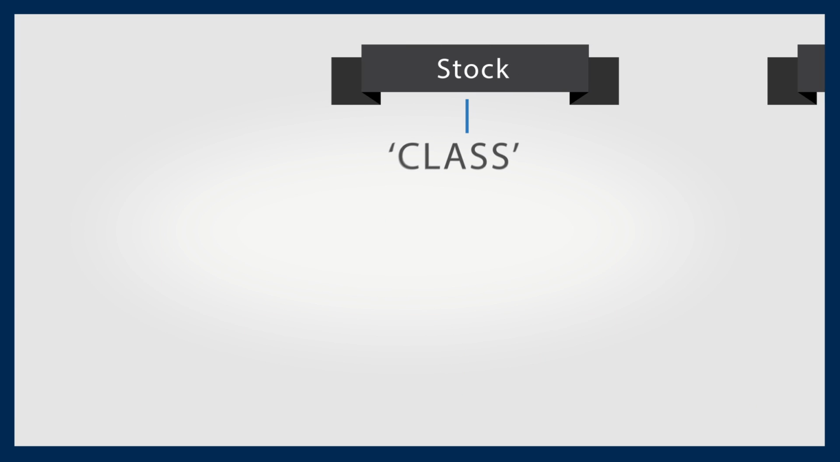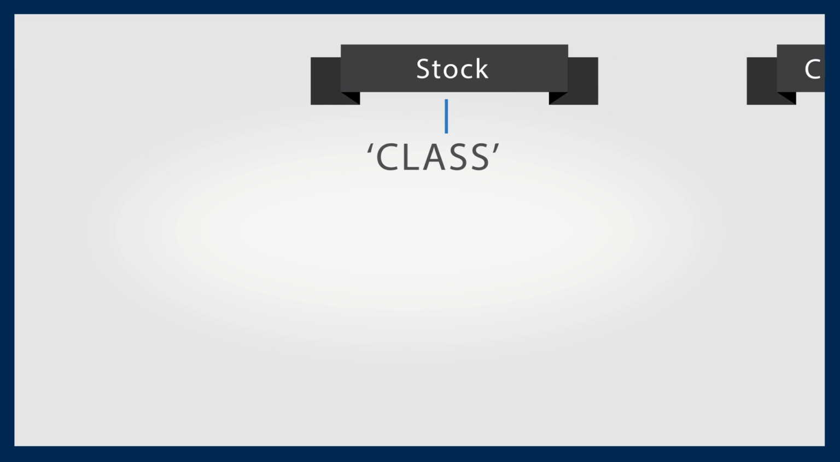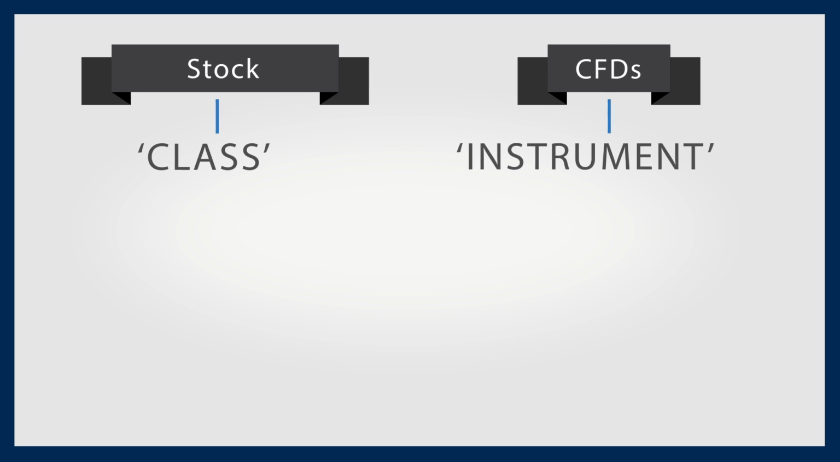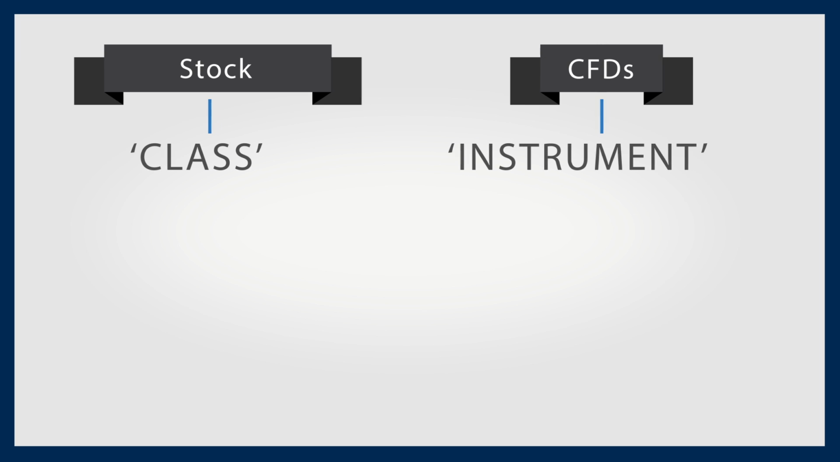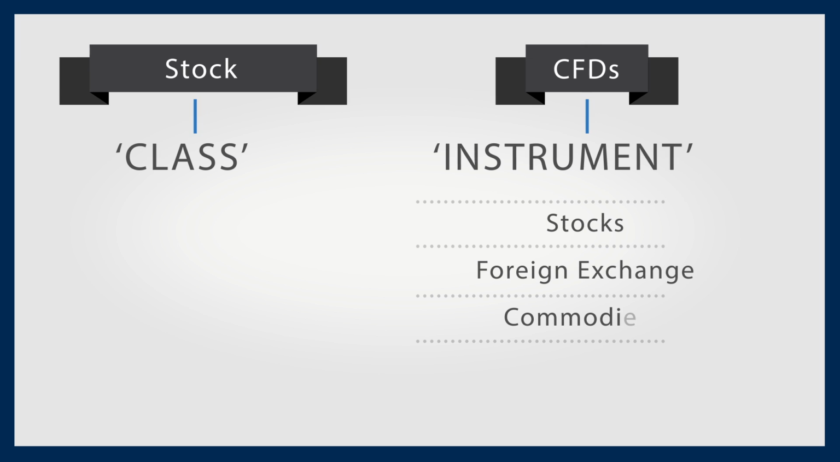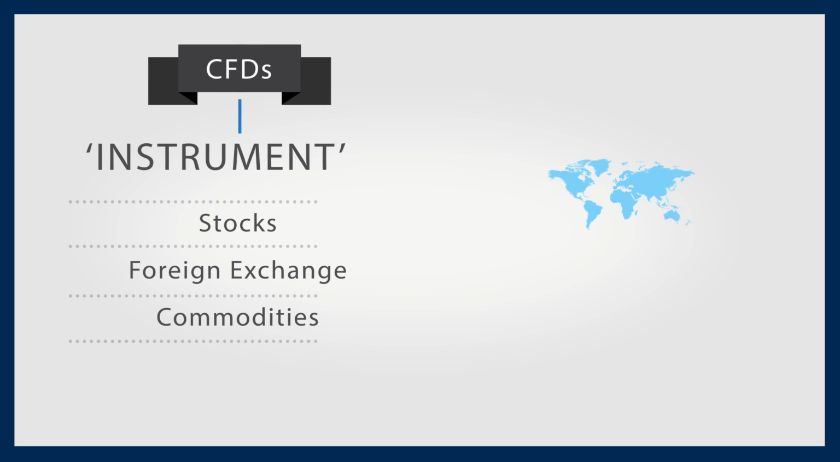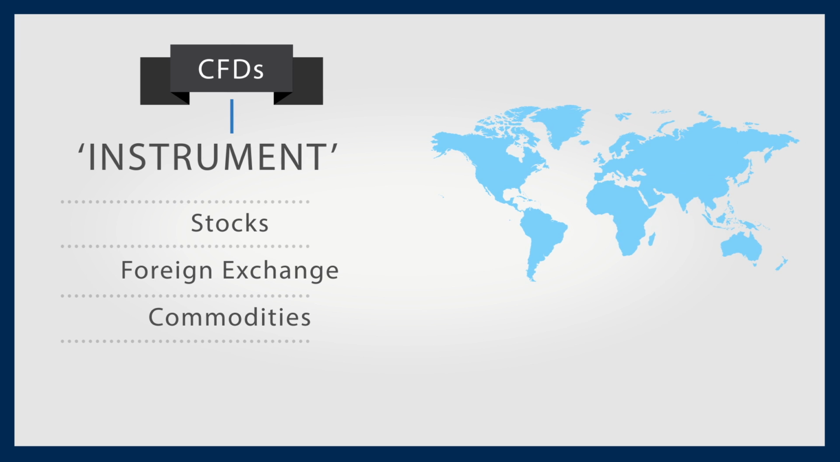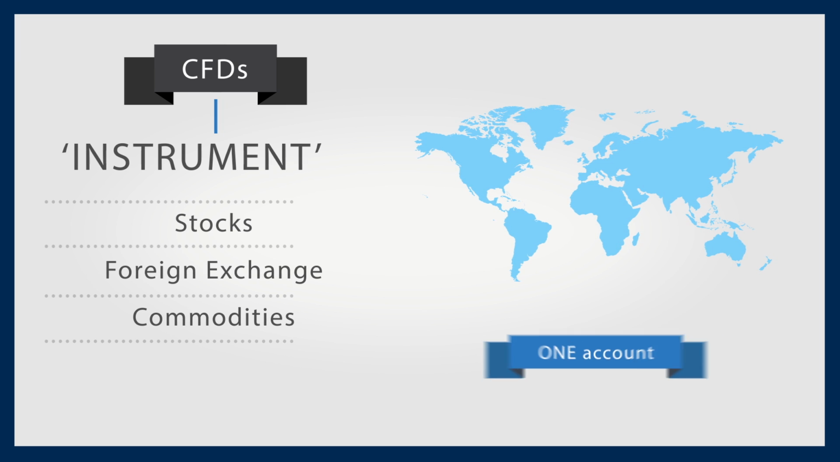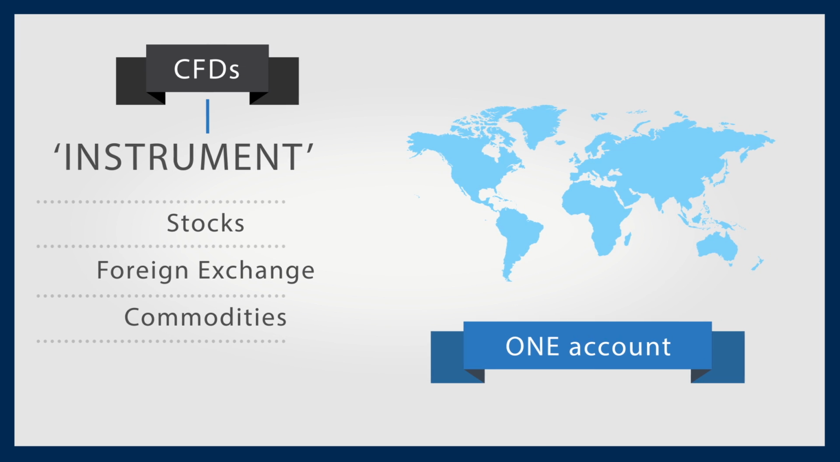And stock trading is one asset type or class. A CFD, on the other hand, is an instrument or derivative. Therefore, CFDs can be used to deal on stocks, foreign exchange, commodities, etc. And therefore, more international markets open up to you as an investor, allowing for portfolio diversification, all from one CFD account.